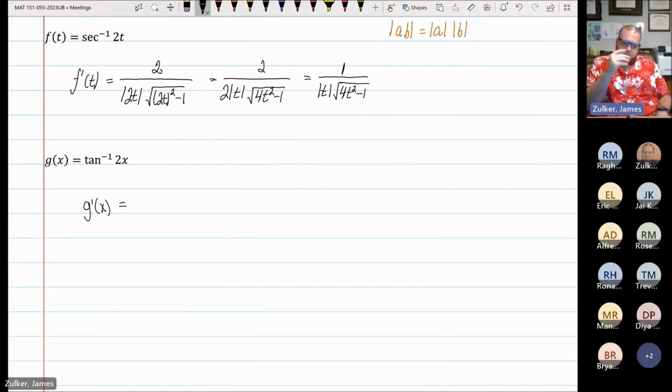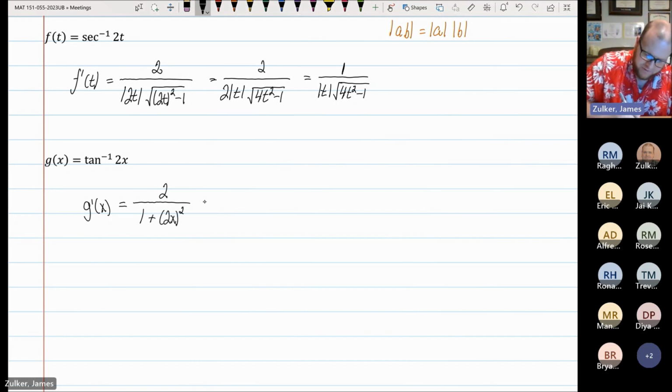Inverse tangent. U prime over 1 plus u squared. Right? This derivative is 2 over 1 plus 4x squared.